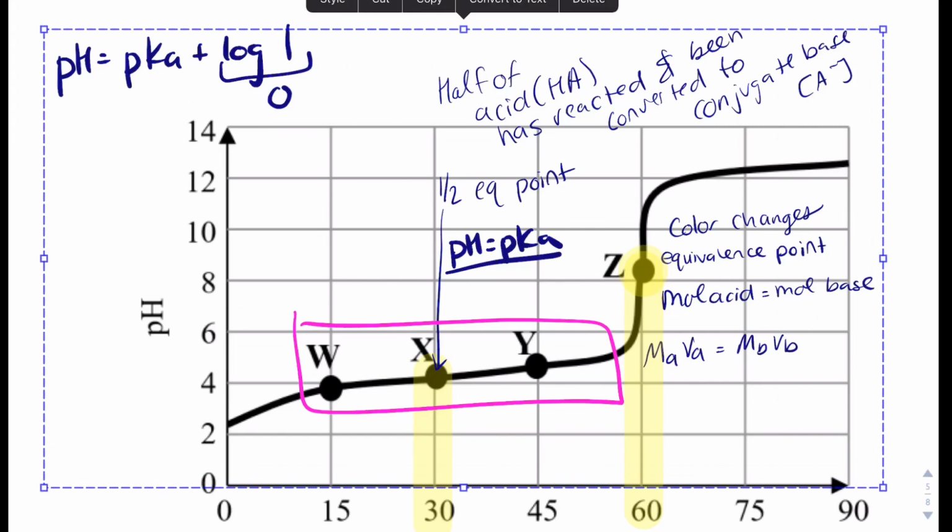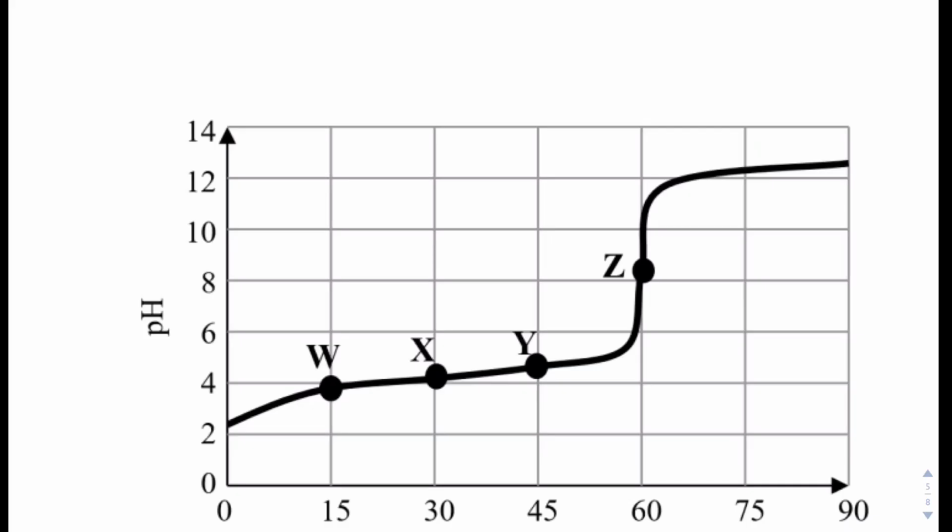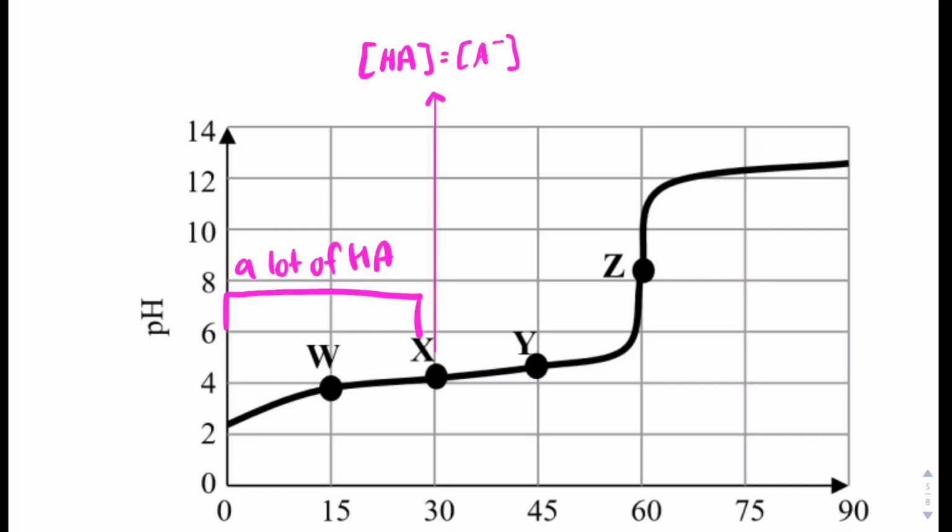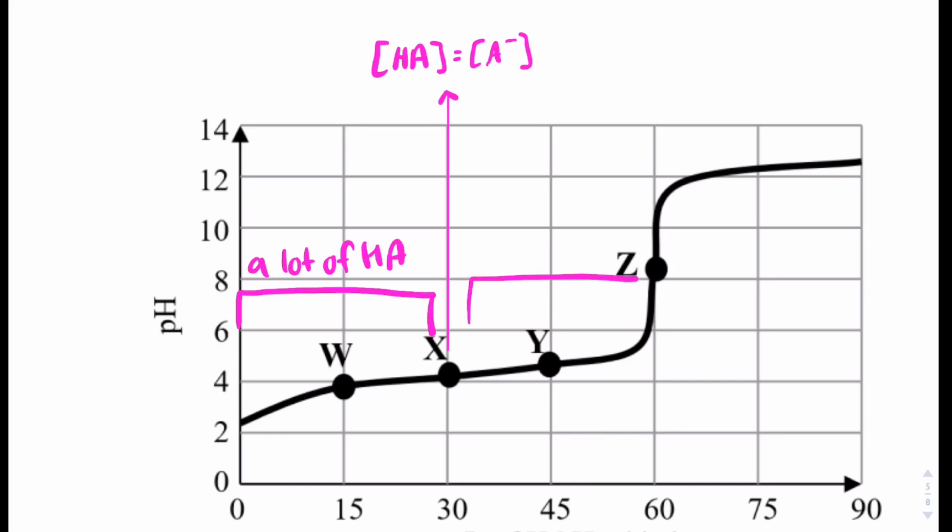Here's what I would make sure you know as well: here, what you have is a lot of HA, your acid. Specifically at X, HA and A minus, your conjugate, are equal. From Y to Z, you have a lot of A minus now. At Z, moles of acid equal moles of base.